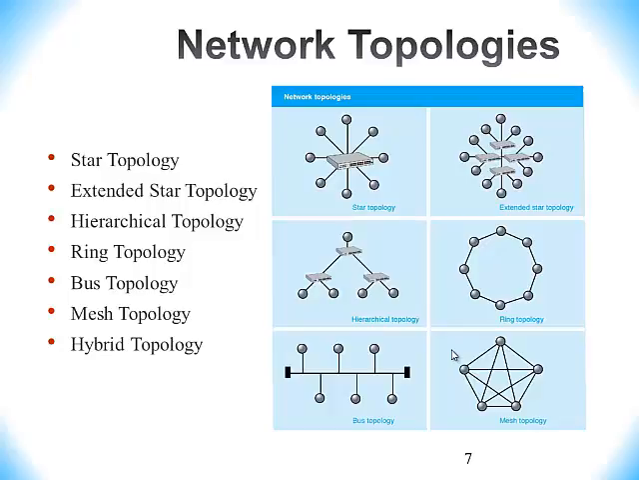Ring: each network device connects to two adjacent network devices. It's easy to install but requires expensive parts. And then your star is the easiest to install and is your most commonly used, and a break in the workstation cable does not affect the rest of the network.